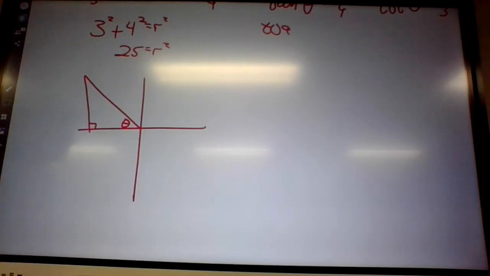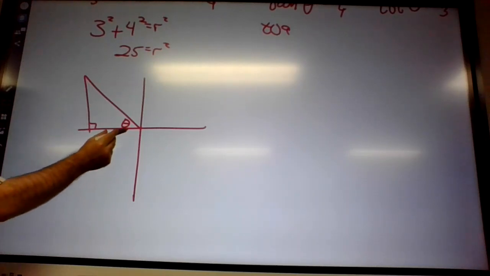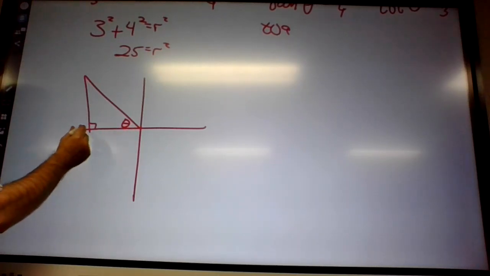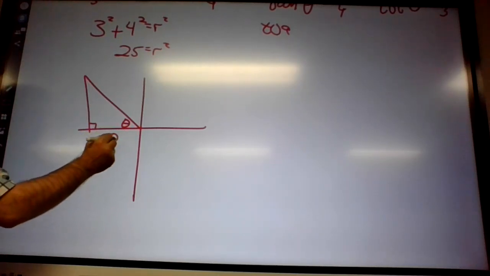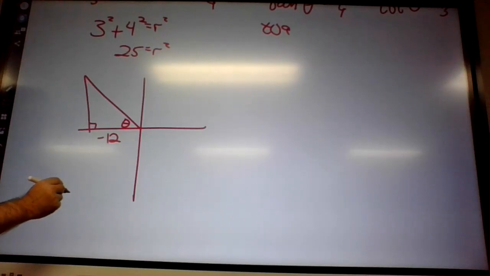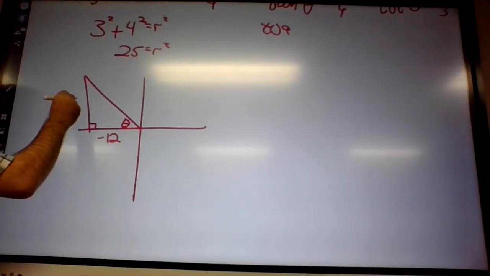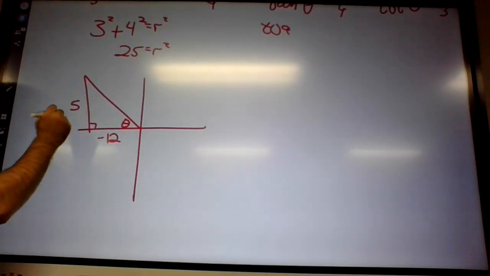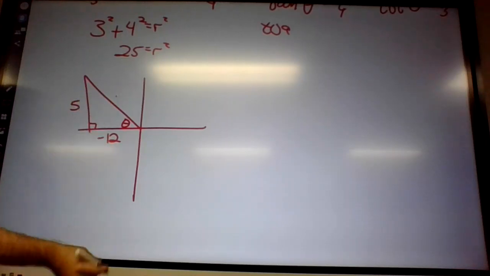-12. Cotangent equals adjacent over opposite instead of opposite over adjacent. So the adjacent is going to be -12. It's like going backwards 12. And the opposite is going to be 5. Then you have to find the hypotenuse.